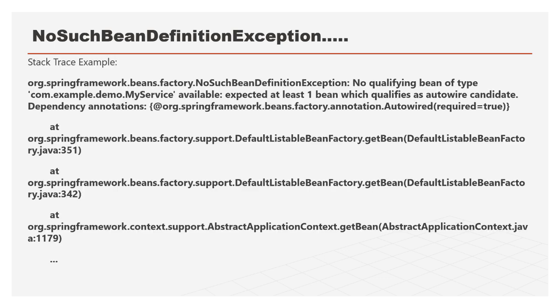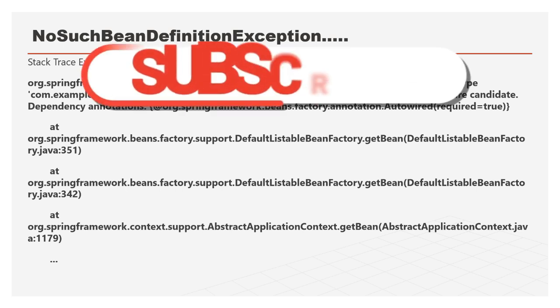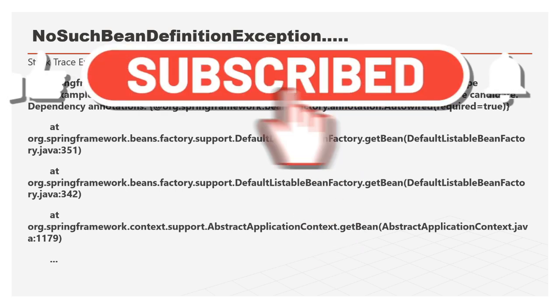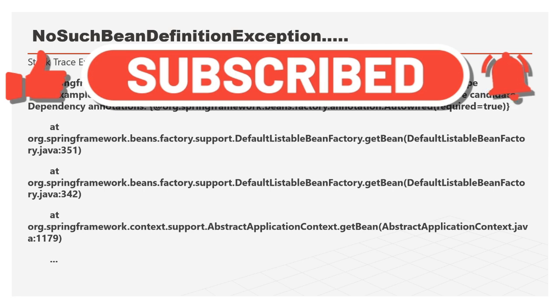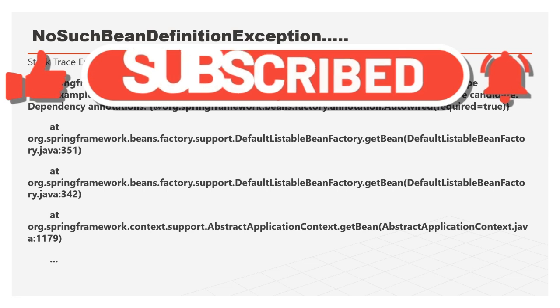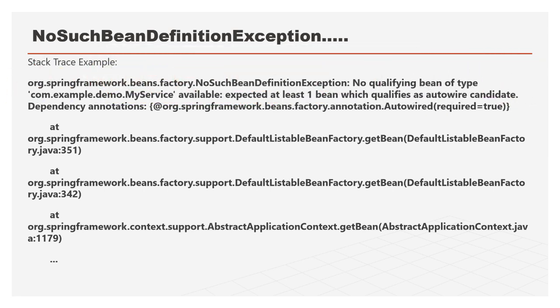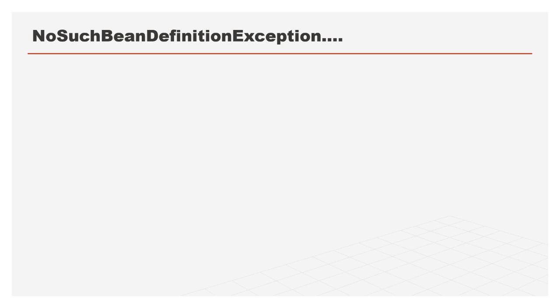Now when you get the actual exception, that is NoSuchBeanDefinitionException, you will always see something like "no qualifying bean of type", right? Let's say, for example, my service is not found. The container expects at least one bean that qualifies, so it has to autowire that particular candidate. That is the reason it throws an exception, by the Spring Boot container.